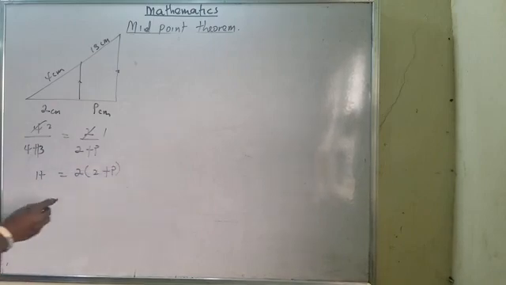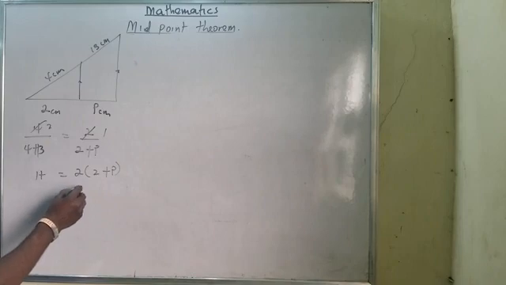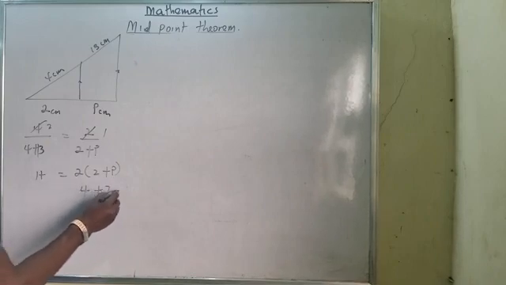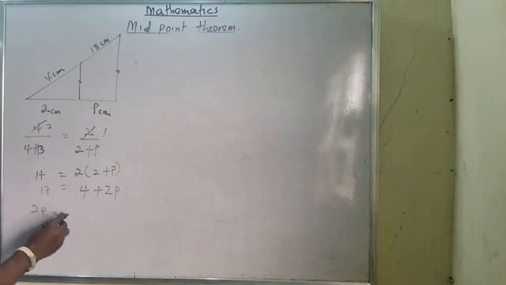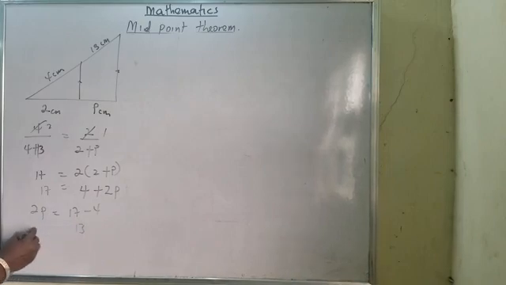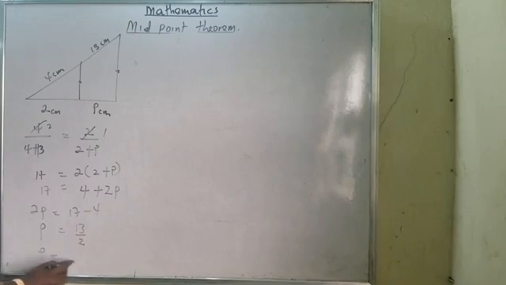Now, which I'll have this times this is 4 plus 2P equals 17. Now, it means 2P will be equal to 17 minus 4, which I'll have 13 divided by 2. P will be equal to 13 divided by 2. That will be 6.5, or 6 and 1 over 2, anyhow you want. That is all about that.